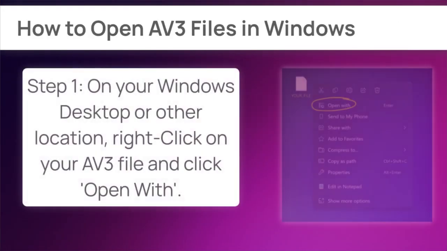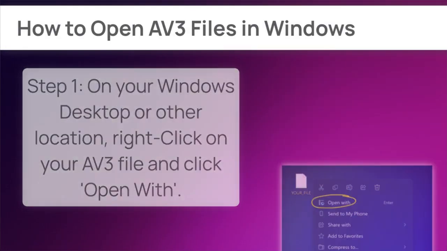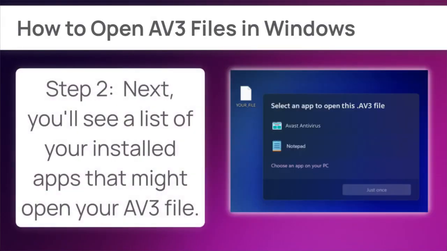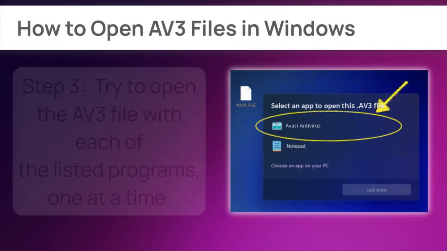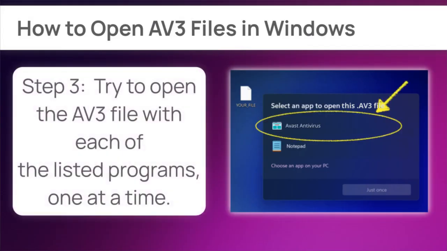Time to test installed programs. Right-click the AV3 file and hit Open With. Launch it using Avast Antivirus if possible. If that option is absent, choose any other application from the displayed list.